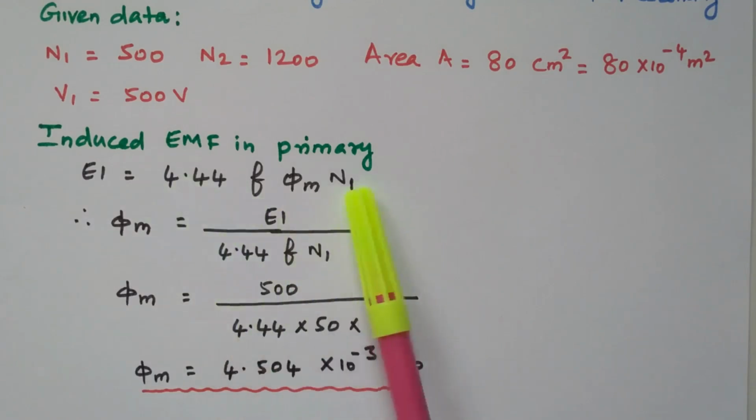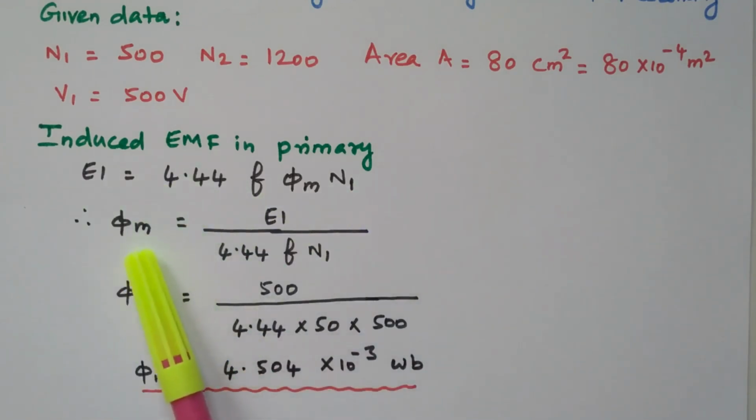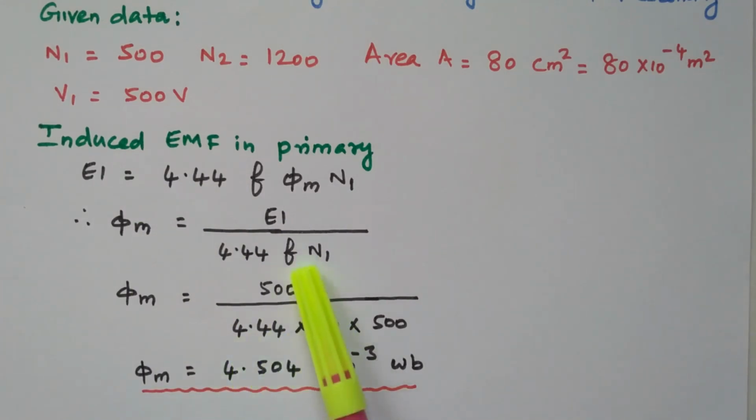Bring all these terms to the denominator, so that phi m equal to E1 divided by 4.44 F into N1. So E1 is given as 500, divided by 4.44 into the frequency 50 Hz, into number of turns in primary 500. By simplifying all these values, we got phi m equal to 4.504 into 10 to the power minus 3 Weber.